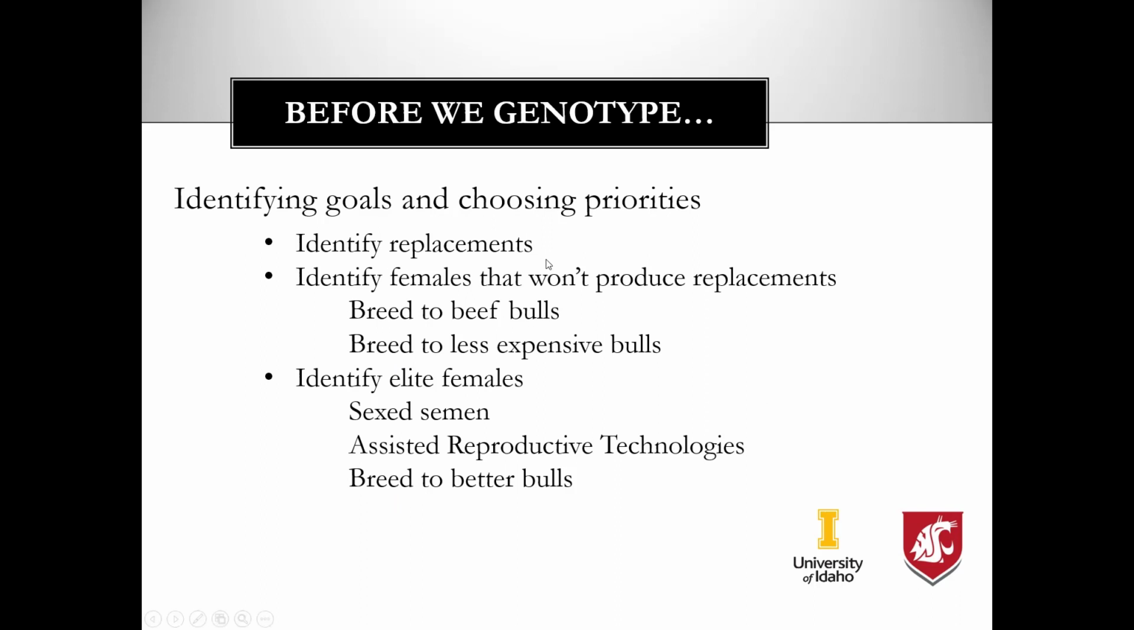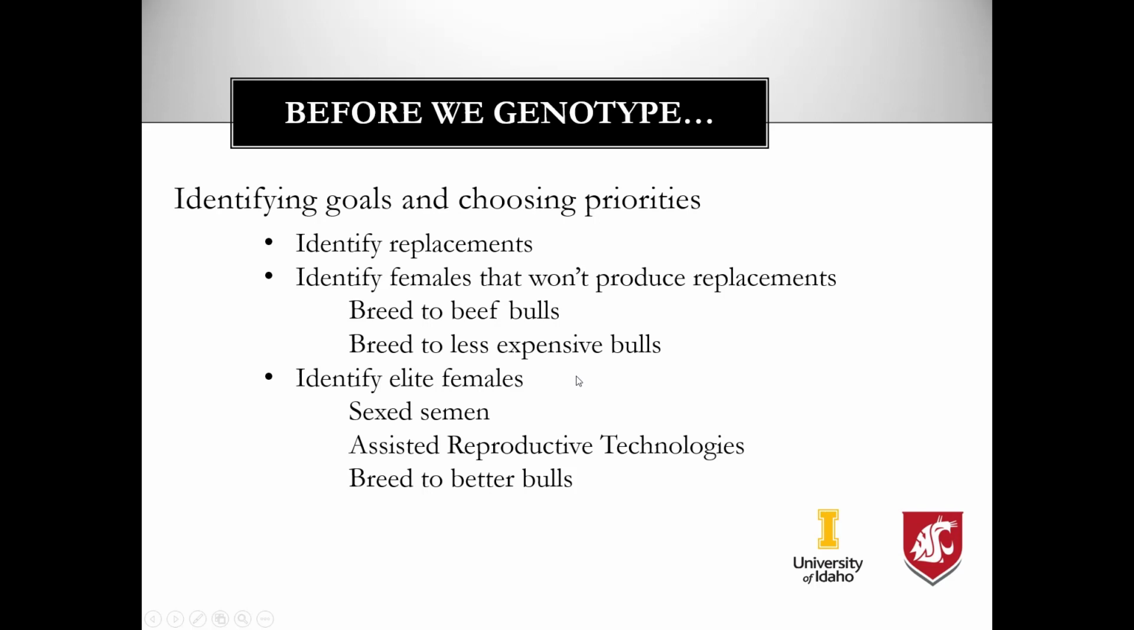So I think it's a good time to reflect on what our goals and priorities are for your herd. Do you want to identify replacements? Do you want to identify females that won't produce replacements but that will be in the milking herd? If that is the case, do you want to stratify those individuals and breed some of them to beef bulls or to less expensive bulls?